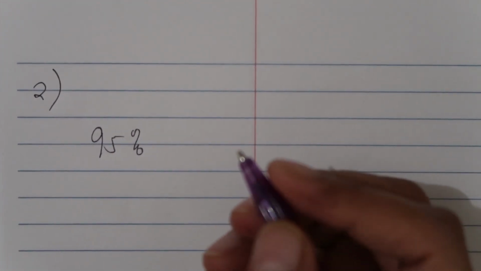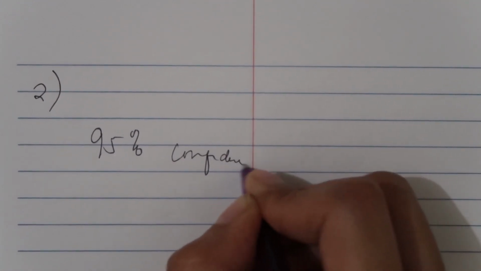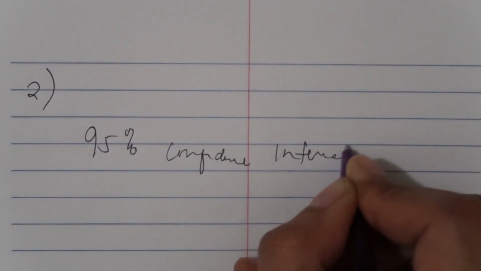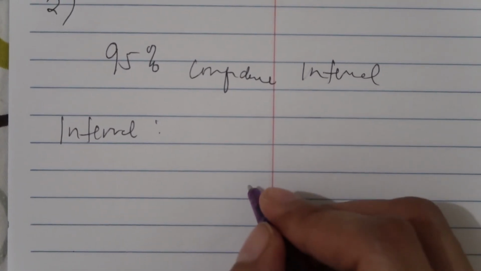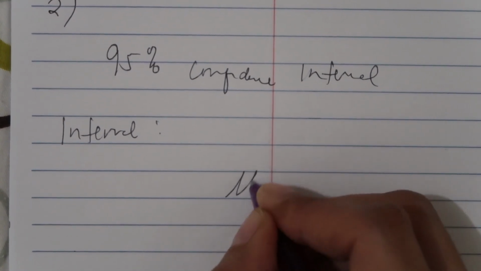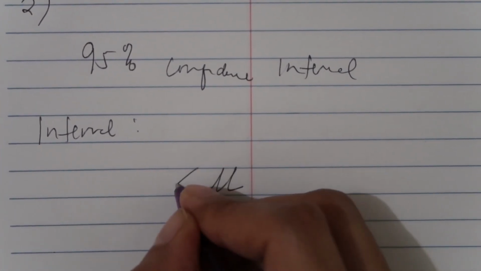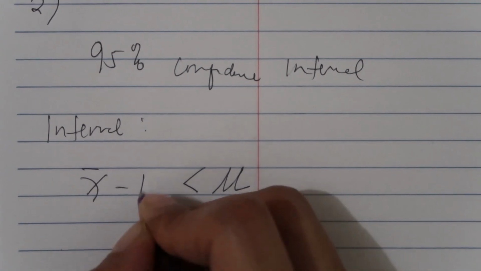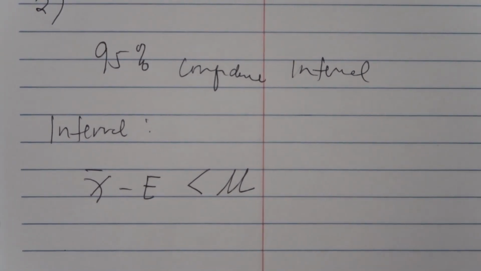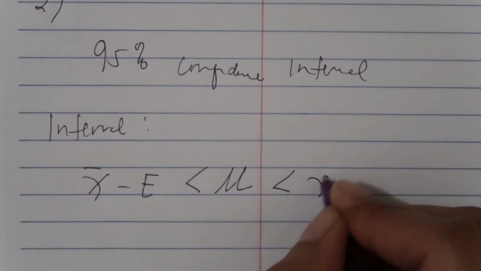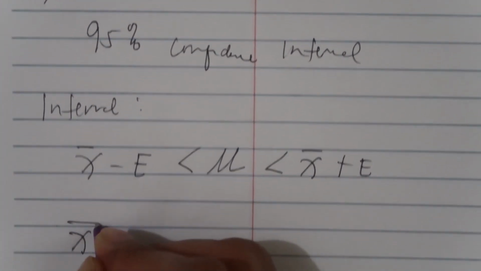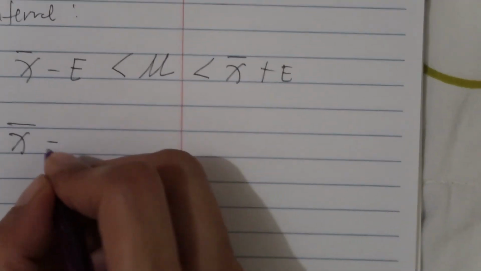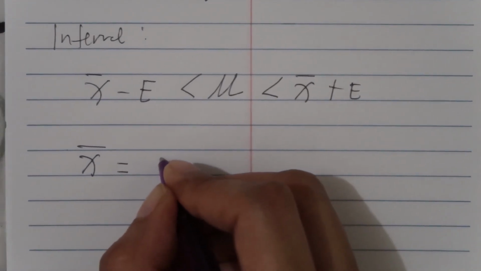So, we need to determine the 95% confidence interval. So, how do we write the interval? Population mean, or the mu, is greater than sample minus the margin of error, but less than sample plus the margin of error. So, in the given problem, your sample mean is 17.